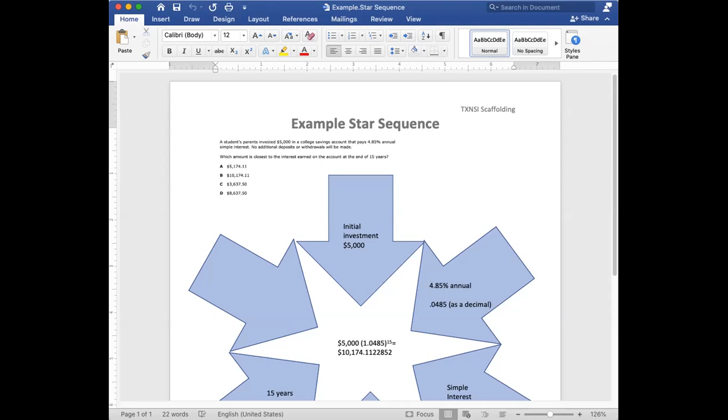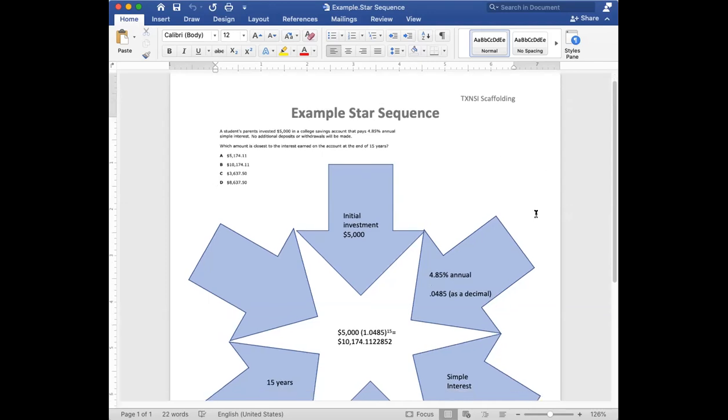But it also is kind of cool because it's arrows that make a star in the middle, and the kids kind of like it. And they like to create it. So they might actually draw it on their paper to do it. So here's a sample STAR question.